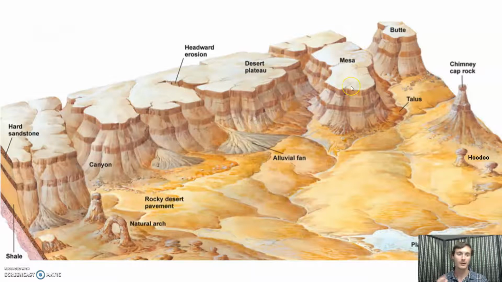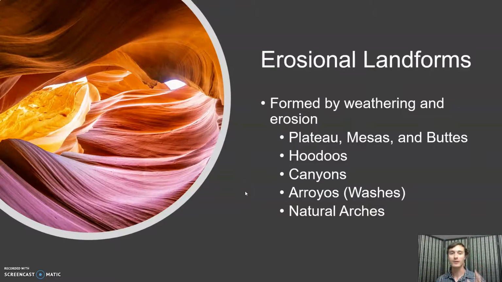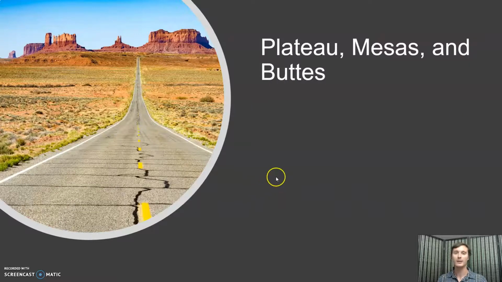Things like buttes, mesas, hoodoos, natural arches, things that are a result of material being pulled away or taken away somehow. So there are 5 erosional landforms we are going to focus on. Well, this is really 3 here, but they're all very similar. We have our plateaus, mesas, and buttes. We've got hoodoos, canyons, arroyos, otherwise known as washes, and our natural arches. Okay, so first is going to be plateaus, mesas, and buttes.